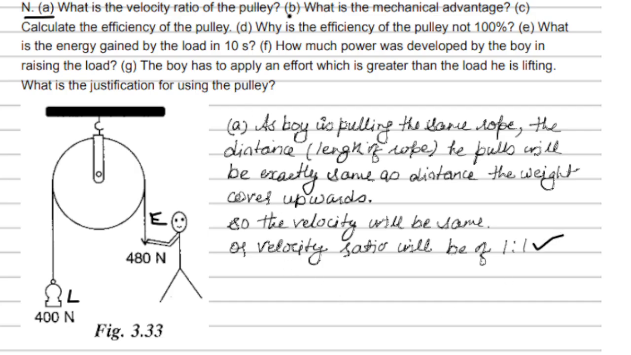Let's go to the B part. What is the mechanical advantage? Now see how much advantage he is able to take. Ideally, it should be 1. Velocity ratio is 1, so mechanical advantage should be 1. But see that there's a difference: 480 Newton is effort and the load is 400 only.